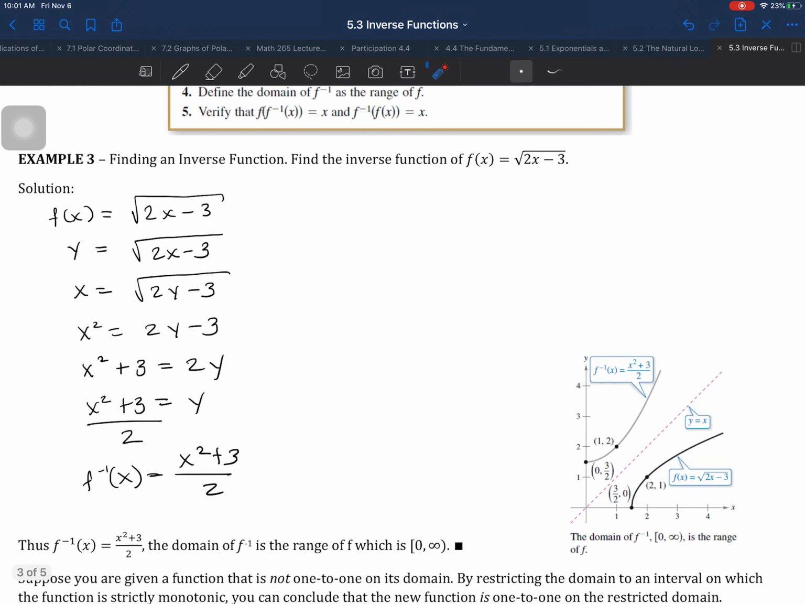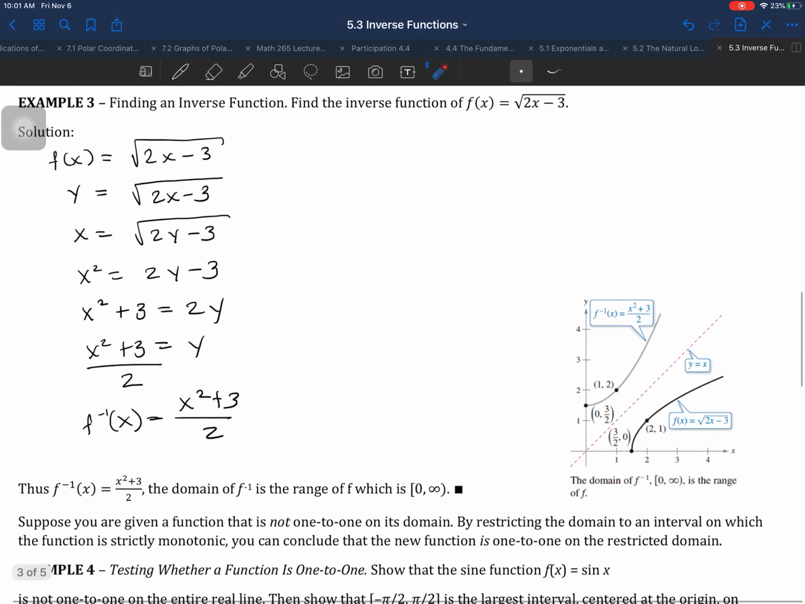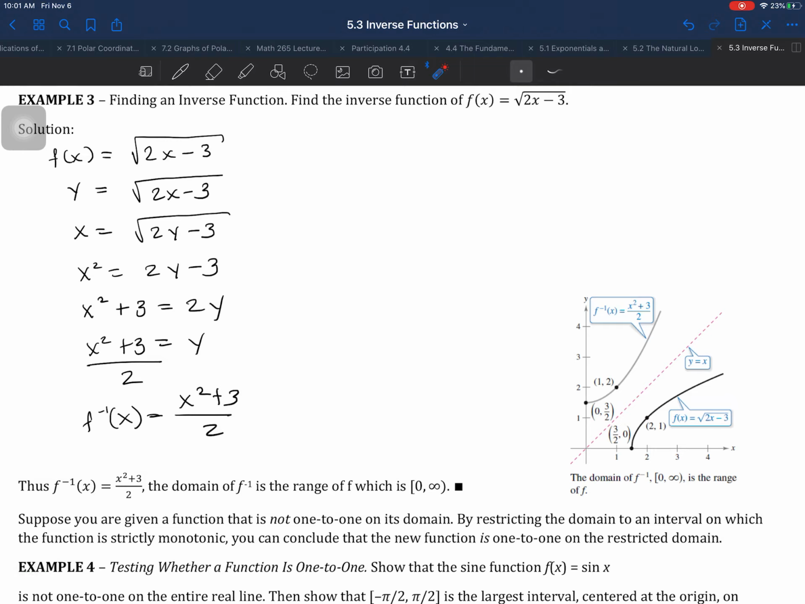So we'll find the inverse of f of x. Now, one thing we know about f of x is that this is monotonically increasing. We can see that it's always monotonically increasing because it's a square root function, right? And we have a simple polynomial inside the function. So this is increasing, and a square root function is also increasing. So that satisfies the one-to-one condition.